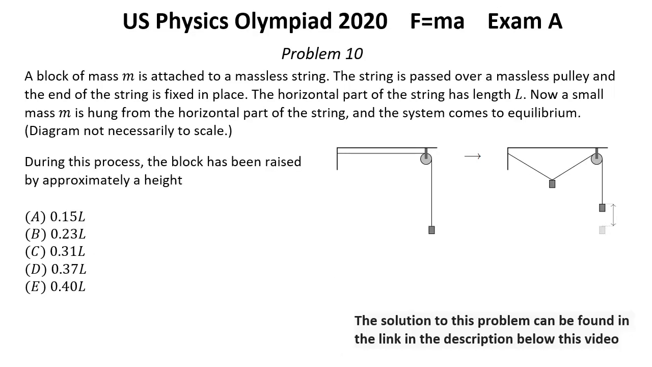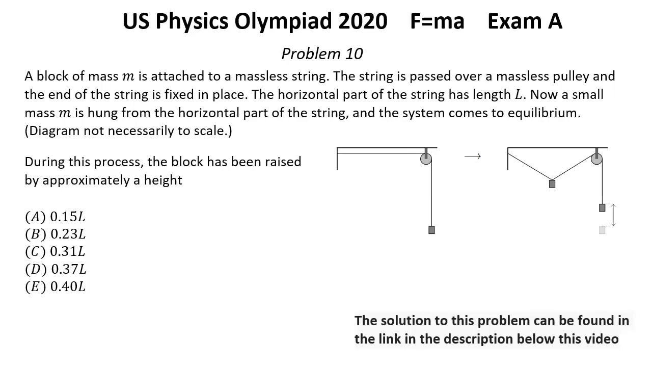Problem number 10. During the process of problem number 9, the block has been raised by approximately a height of which one? Solution for problem number 10. For force balance on the pulley, the strings must attach to it at an angle of 30 degrees to the horizontal. This also implies the mass must be placed at the middle of the horizontal section.